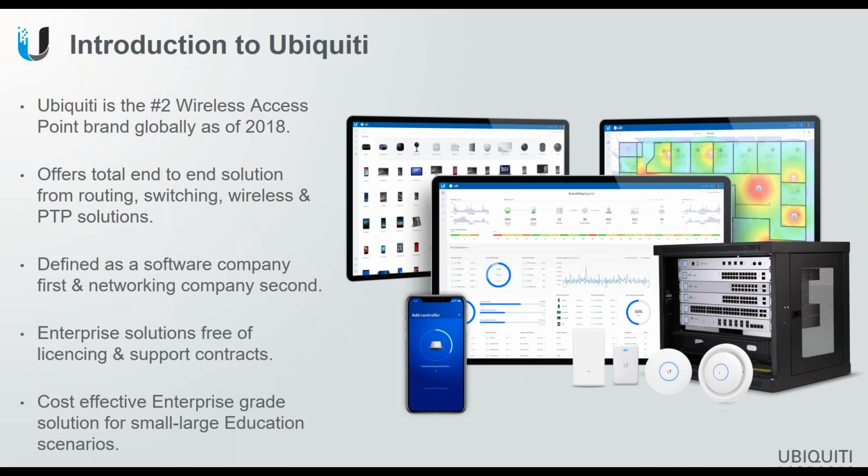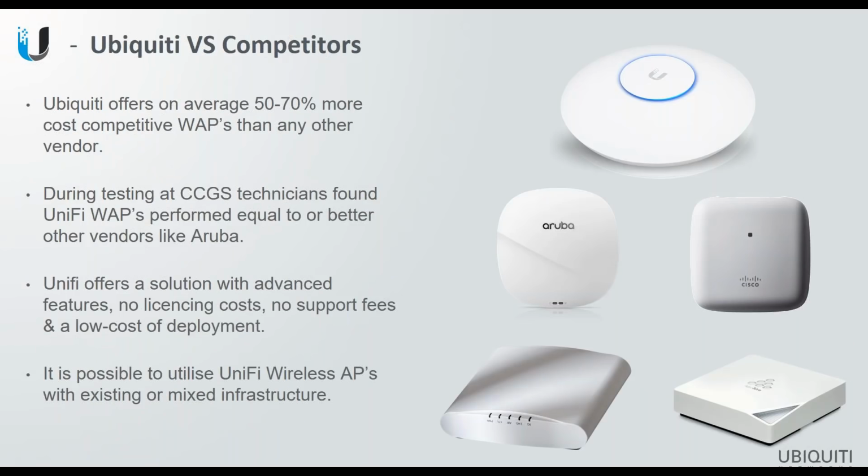Okay. So when we look at our competitors, our main market we're competing with is Aruba, Cisco, Ruckus, and Aerohive. Okay. Ubiquiti offers an average of a 50 to 70% saving when we compare to these vendors, right? Now, within the case study for Central Coast Grammar, when they did their 6-month trial with many of these vendors, they said that Ubiquiti performed equal to or better than most of the other vendors that they tested. Okay, and that was after 6 months of testing. So that wasn't just a 1-week test and then they made that decision. That was extensive testing in a real-world environment.